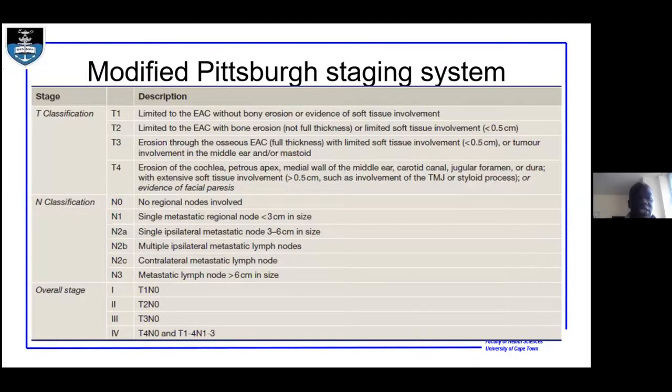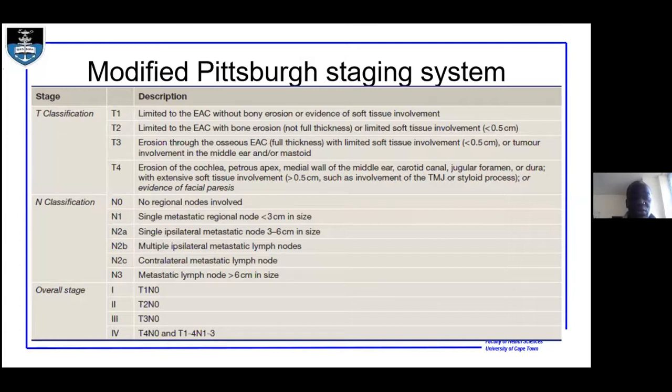In terms of staging, the most popular one which is used is the modified Pittsburgh staging system. It's got a T, N, and M classification. On the T classification, T1 is the tumor that is limited to the external auditory canal without any bone erosion or evidence of soft tissue involvement. T2 is limited to the external auditory canal with bone erosion, but not full thickness, or limited soft tissue involvement, which is less than half a centimeter.